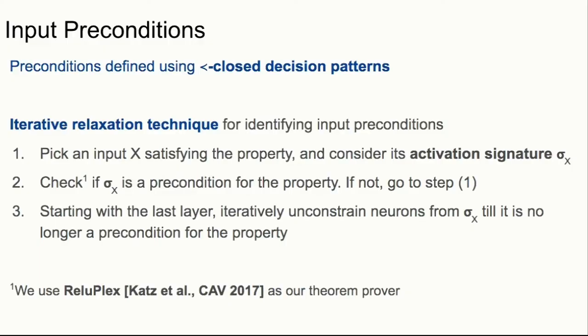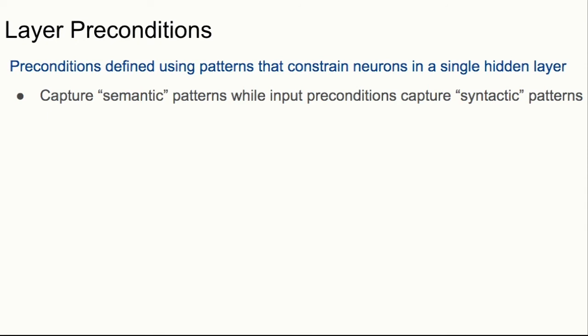A second kind of invariant that we come up with is invariants that are convex, not in the input space, but in the activation space of a layer. So what we want to do is find decision patterns in a single layer. So can you give me a constraint in a single layer that implies this property? Hopefully this will capture more semantic patterns. See, the problem with input preconditions is the predicate that you'll get will be a small region around the input you began with. It's very syntactic. Here you want to capture a semantic property.